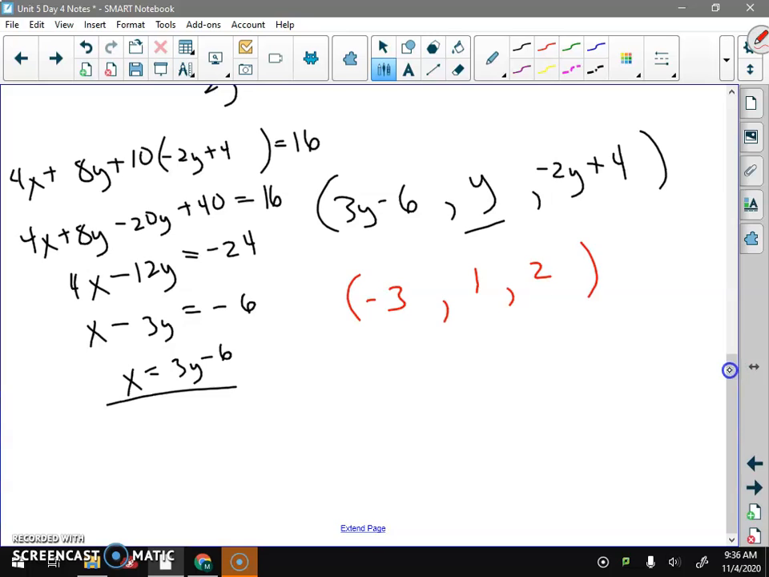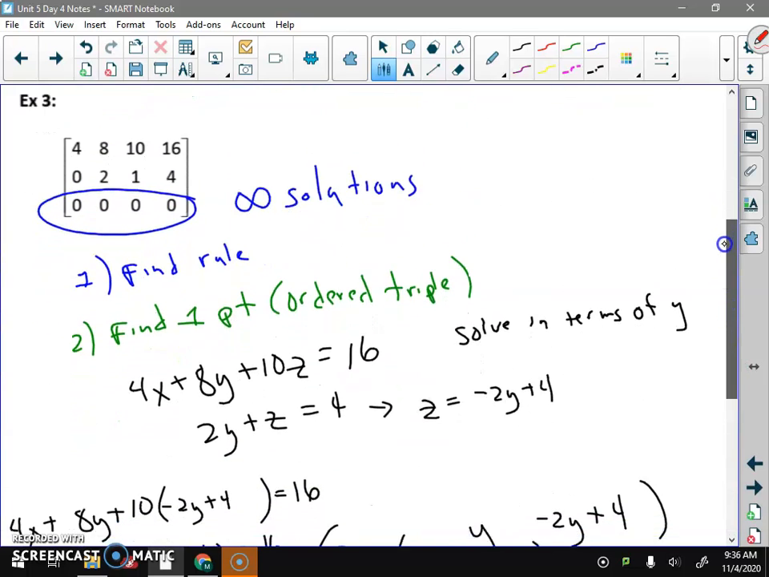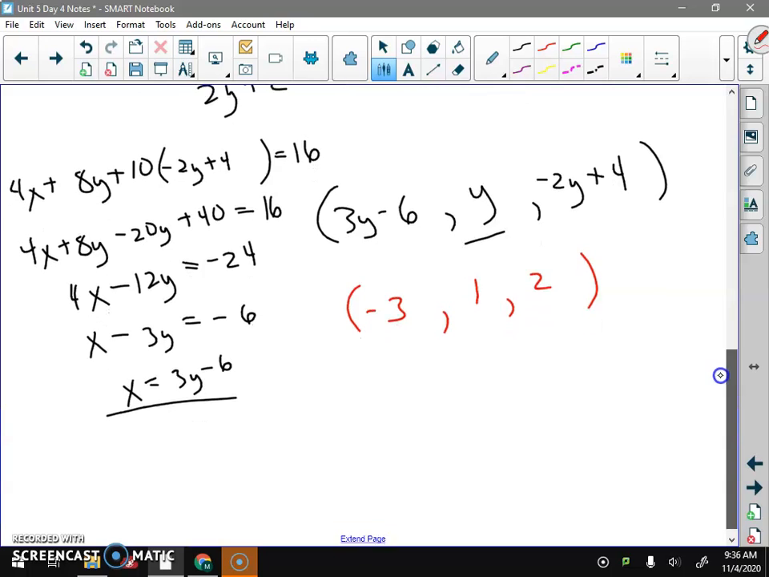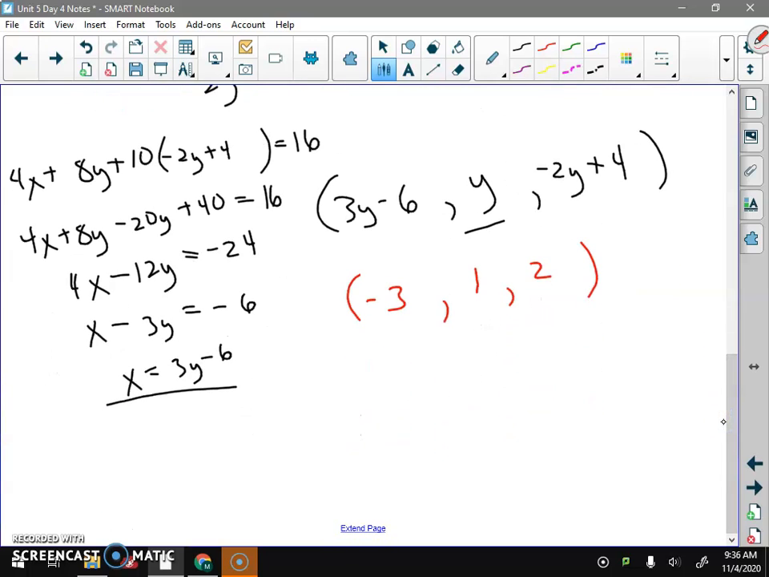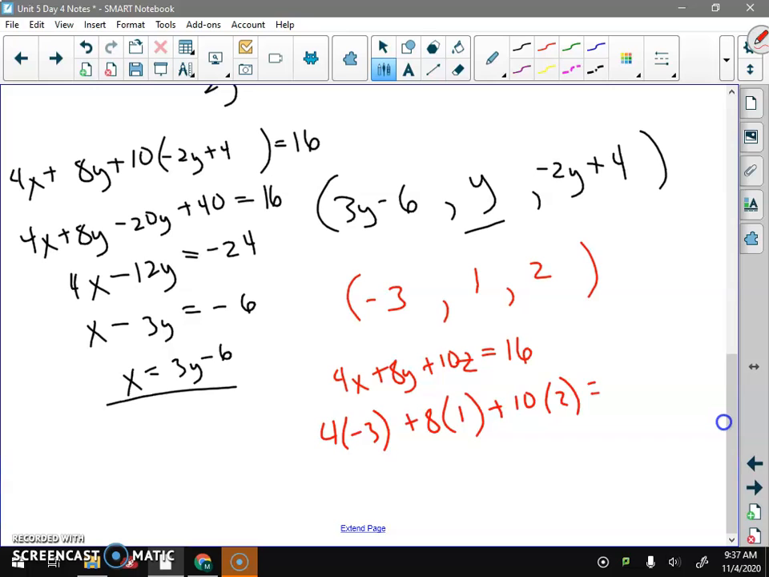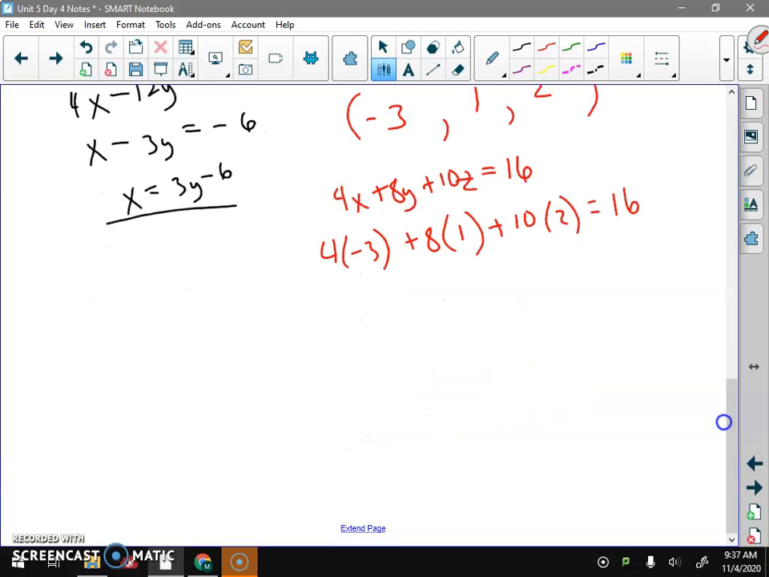What I could do, I could plug that ordered triple back into this equation. 4x plus 8y plus 10z equals 16. 4 times negative 3 plus 8 times 1 plus 10 times 2 equals 16. Negative 12 plus 8 plus 20. 28 minus 12, it checks.